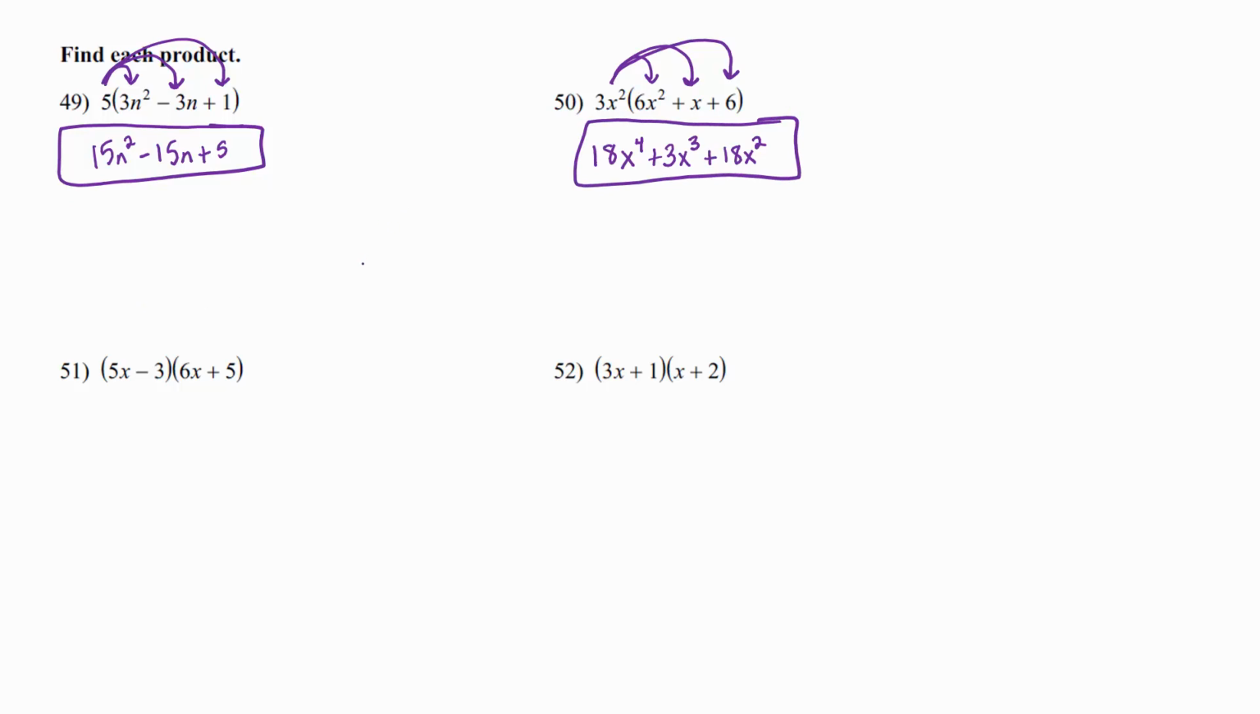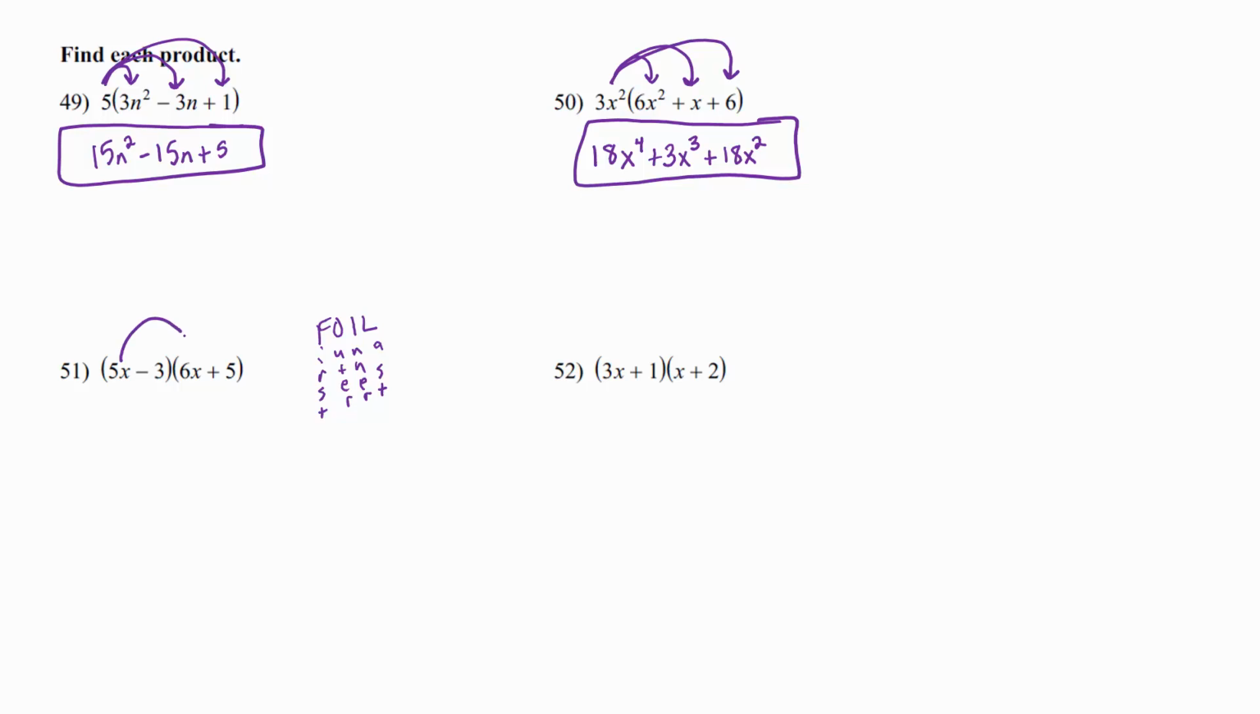On 51 and 52, this is an example of a binomial times a binomial, so we can use FOIL. Now you can use the distributive property as well. Just know that you have to distribute the 5x and the -3. So a lot of people like this acronym FOIL to help them remember what they need to do. It stands for first, outer, inner, last. Even if we use the distributive property, it will look the exact same.